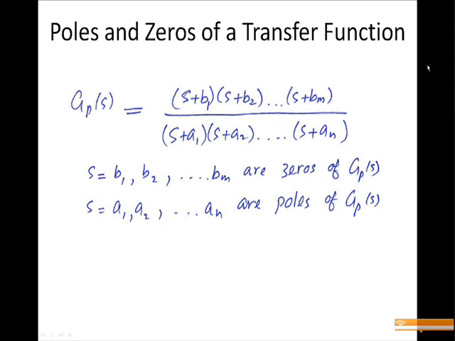What are poles and zeros of a transfer function? Just consider the general transfer function where the denominator has n number of factors, s plus a1, s plus a2 up to s plus an, and the numerator has s plus b1, s plus b2 up to s plus bm, m number of first order factors. And then you can see that when s is equal to b1, b2 up to bm, the transfer function Gp(s) will become 0. Therefore, those values are called zeros of transfer function.